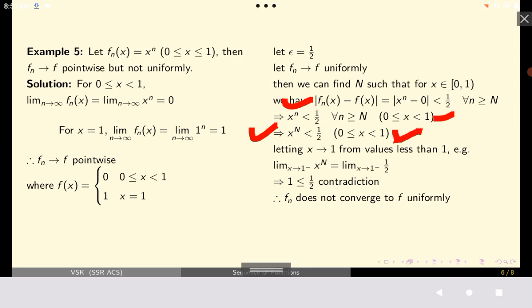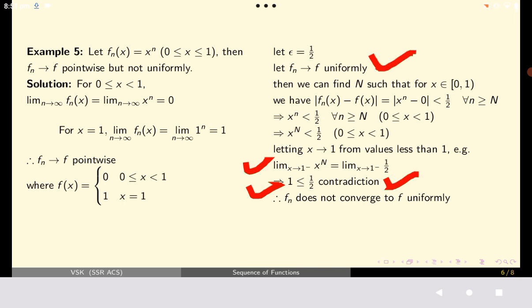Now if we take limit x tends to 1 on both sides in this expression, on the left hand side its value is 1 and on the right hand side its value is 1 by 2, which is a contradiction. So because we supposed this and we are getting a contradiction, we conclude that f_n does not converge to f uniformly.